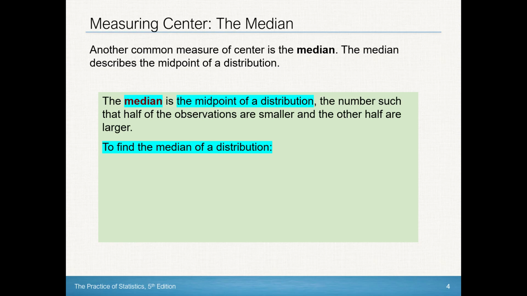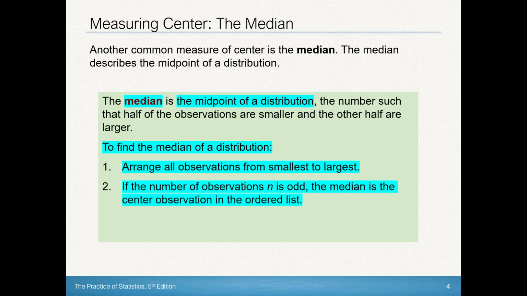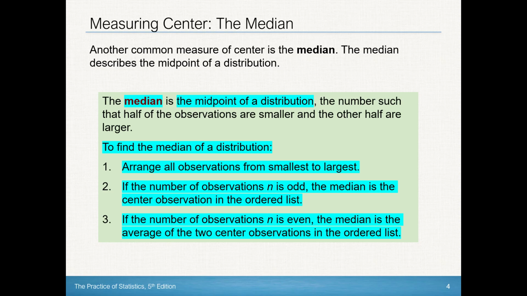To find the median of a distribution, you're going to arrange all observations from largest to smallest. Okay. Then, if the number of observations is odd, the median is the center observation in the ordered list. Sometimes you have observations, there's an even number of them, and in that case, you average the two center observations. Okay. We can pause the video and you can get this copied down.